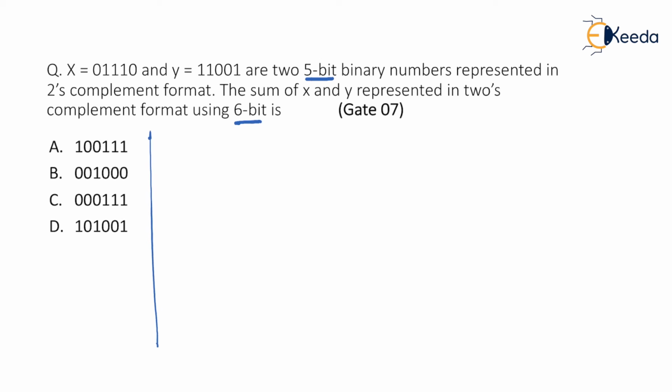But when it comes to 1 plus 1, remember, sum is 0 and carry is 1. 1 plus 1, sum is always 0, carry is always 1. So keep these things in mind and just add X with Y. X is 01110. It is added with Y, so Y is 11001. Let's go on adding this.